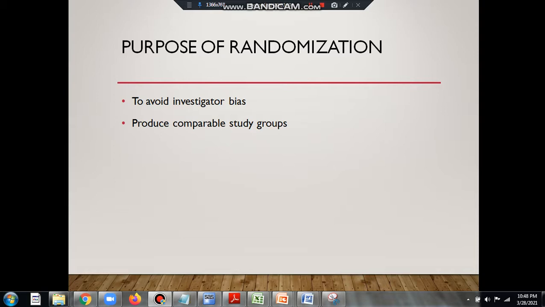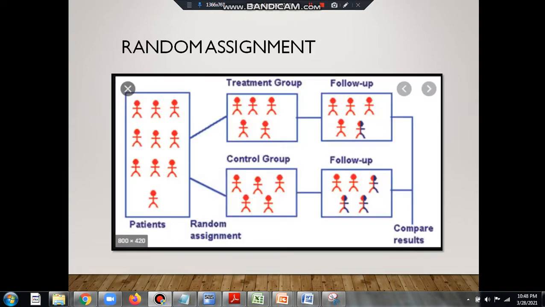So in order to avoid such a bias, we ensure that subjects are randomly assigned to groups, whether it is a treatment group or a control group. A control group doesn't receive a drug, and a treatment group receives a drug, so that the groups are comparable. We can compare the groups. We will see an example of a random assignment.